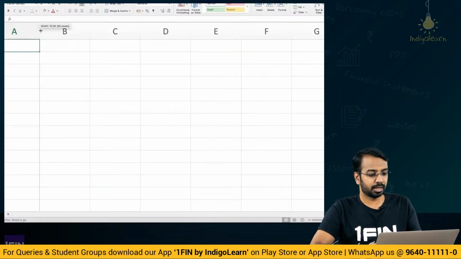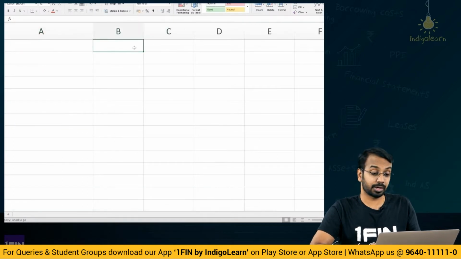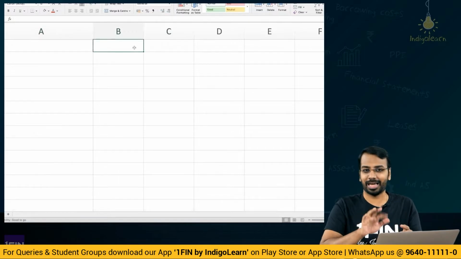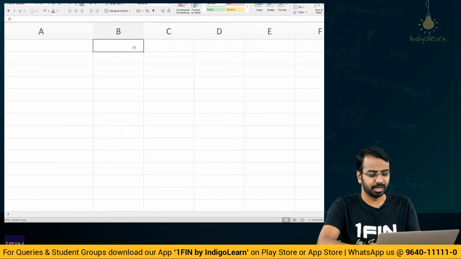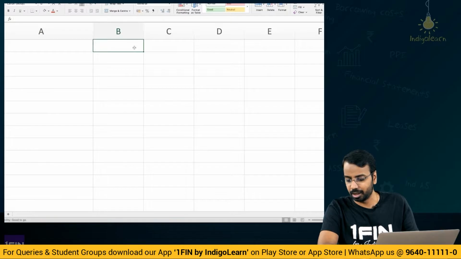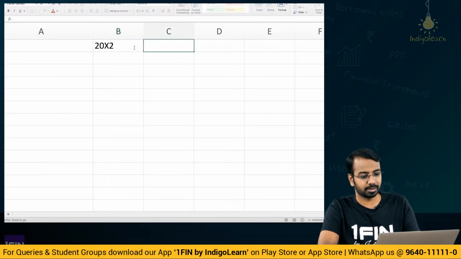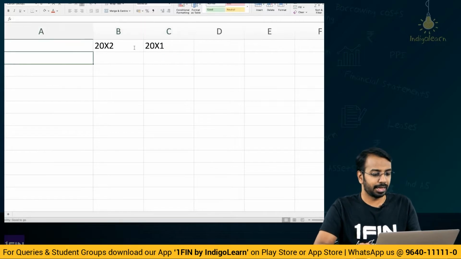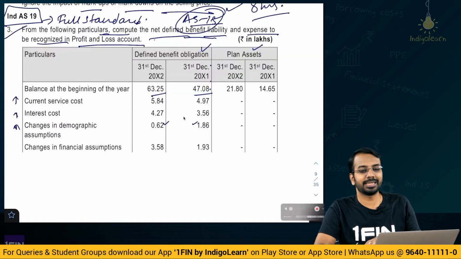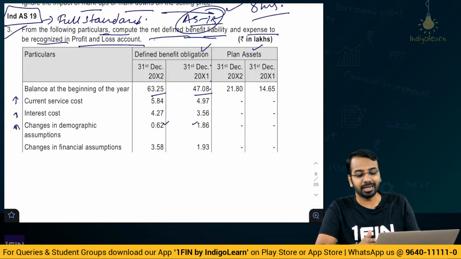Now I'll use an Excel because it becomes easy for us to calculate. You need to understand the logic; the calculation you'll be able to do anyway. We have been given 2 years of data, year 2 and year 1. So this is for year 2 and this is for year 1. Looking at the question, the opening balance is given as 47.08 and 63.25, that is the defined benefit obligation, and you have plan assets of 21.8 and 14.65.